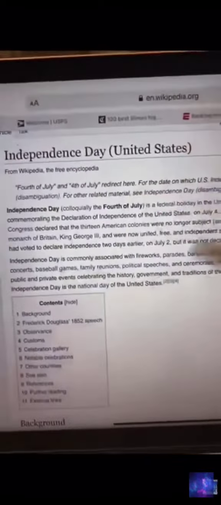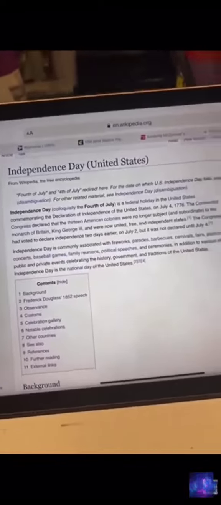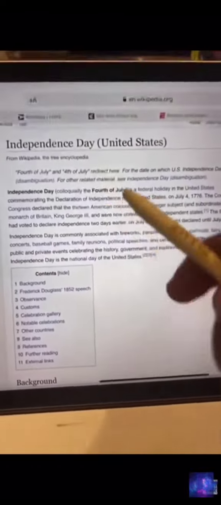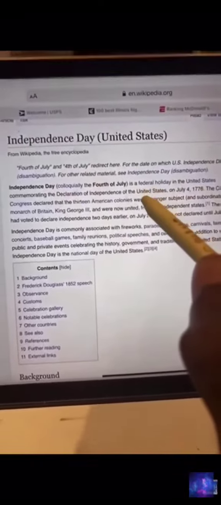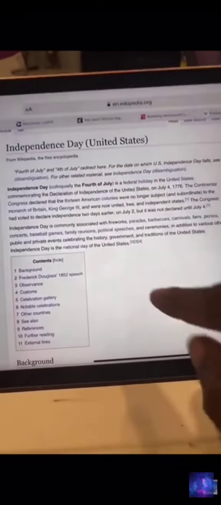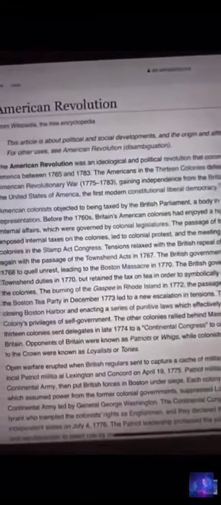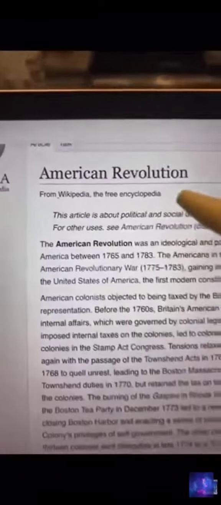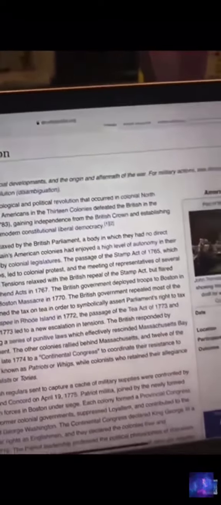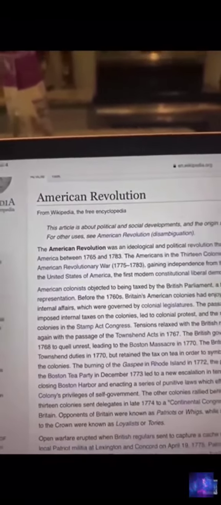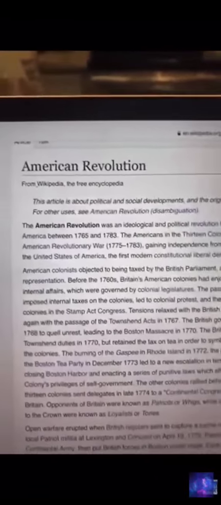So I want to address two things here. First, let me address the fact that when they telling you that the 13 colonies went to war with Great Britain, it's called the American Revolution. You see it? The American Revolution was an ideological and political revolution that occurred in colonial North America between 1765 and 1783.